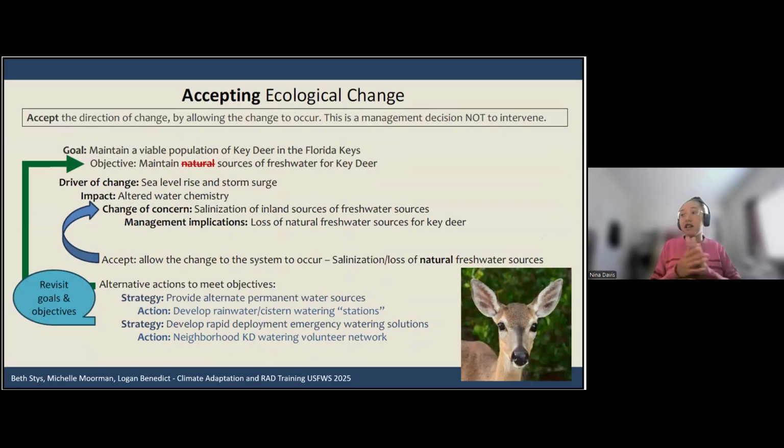So this next piece is an example. This is from a RAD workshop hosted by the Fish and Wildlife Service in the Florida Keys.